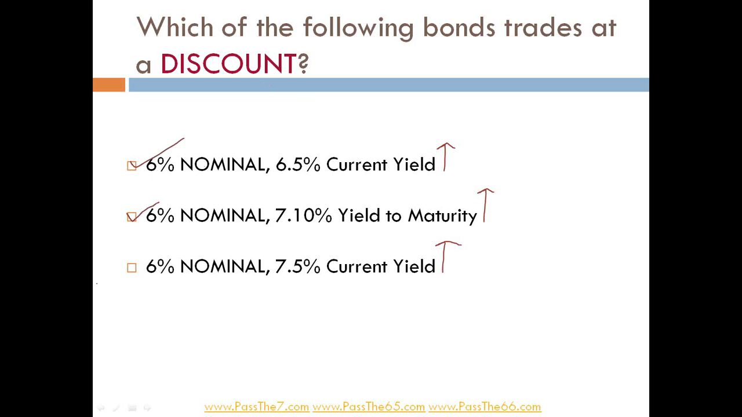Kind of counterintuitive, you know. People see this yield higher, they want to call that a premium. No, the yield went up because the price went down. So whether it's current or maturity or even yield to call, if it's higher than the stated nominal yield, that's only because the bond price dropped.